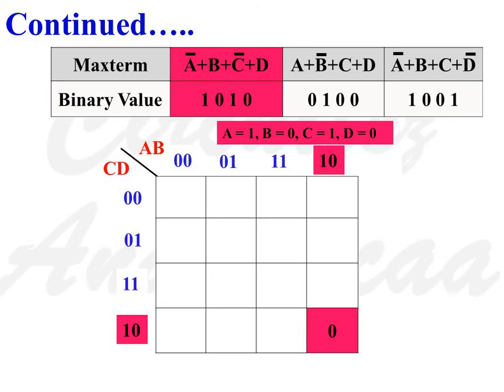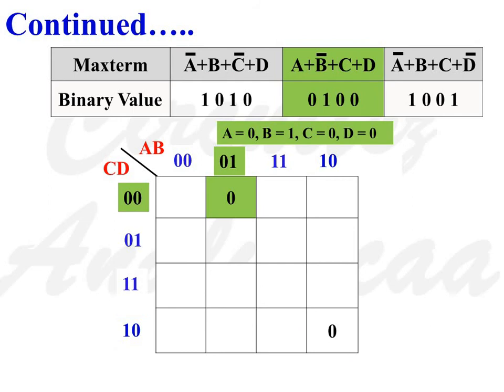Locate the cell whose binary value is 1 0 1 0. So this is that cell whose binary value is 1 0 1 0. Fill logic 0 into that cell.